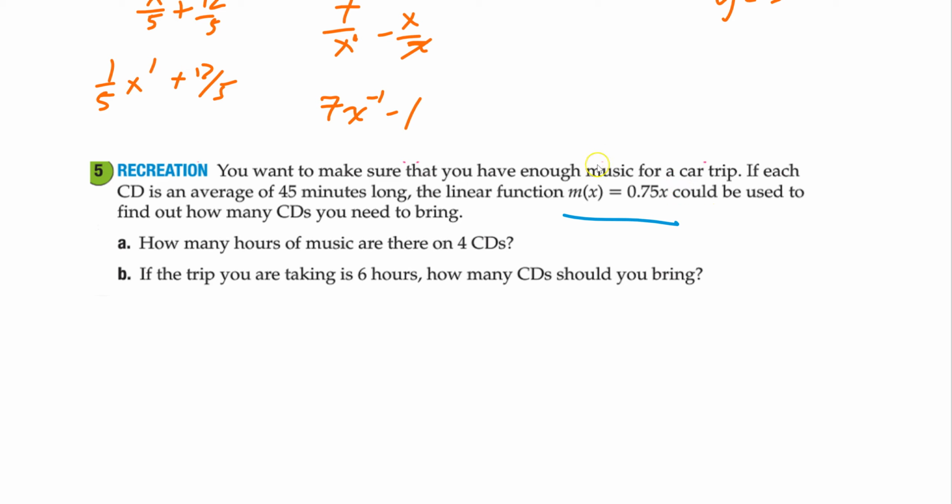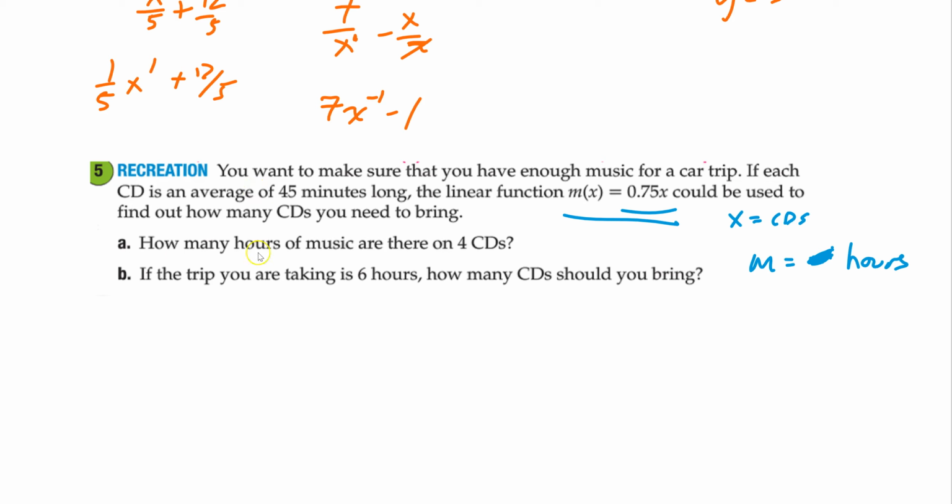Now, they should tell you more information. x here is CDs, and m is hours. I initially thought minutes, but 0.75 is 3/4 of an hour, and 45 minutes is 3/4 of an hour. So m is hours. Not very well explained. Here we go. How many hours of music do you need? Again, they didn't give you enough information here.